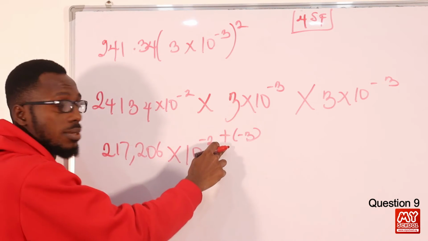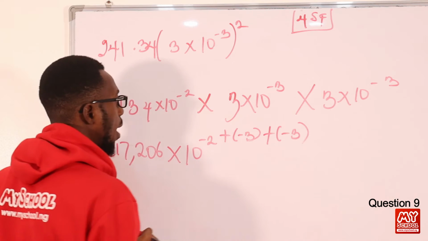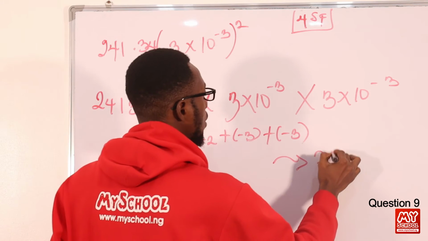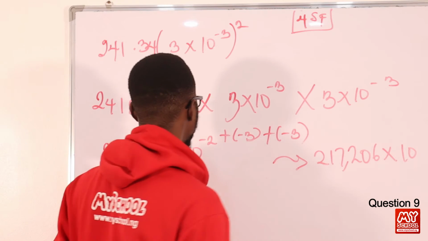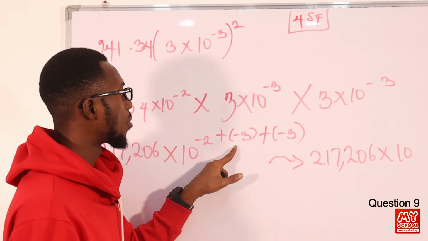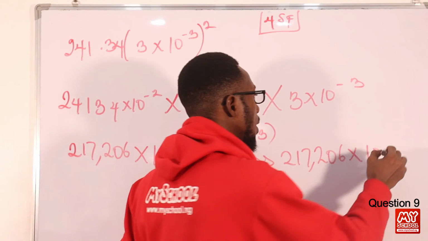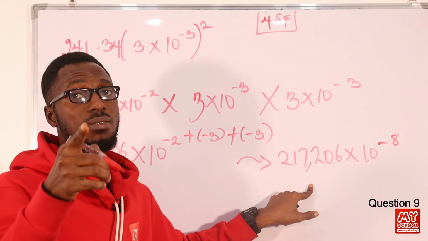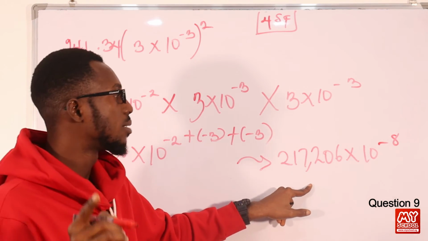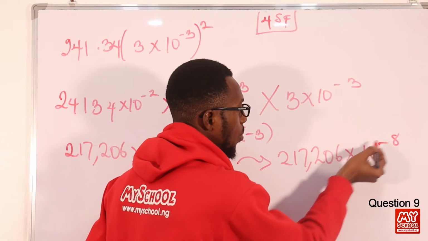The times needs to be plus, please. Then plus minus 3. So I should have 217.206 times 10 raised to power what? Minus 2 is added to minus 3, that is minus 5. Minus 5 is added to minus 3, that is minus 8. So I have minus 8. I'm asked to bring this to 4 significant figures, right? So that means I have to change this from standard form to decimal. Very easy.